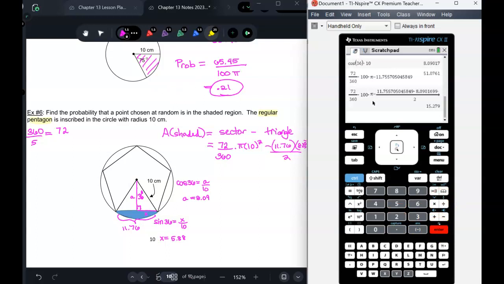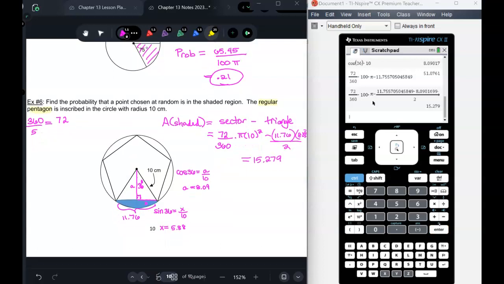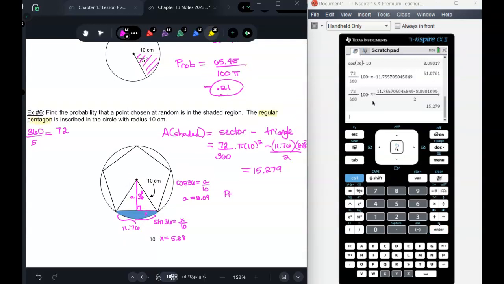Okay, I get 15.279. Would that be like extra credit? Maybe. Yeah. I swear there's an easier way to do this, Miss Casey. Okay, if you find it, you let me know.